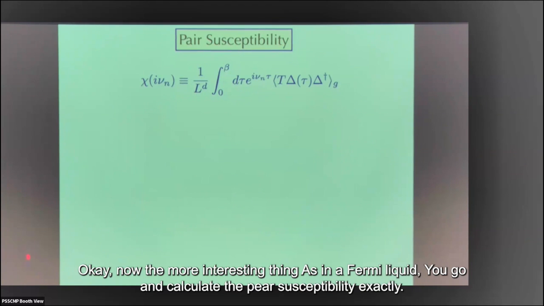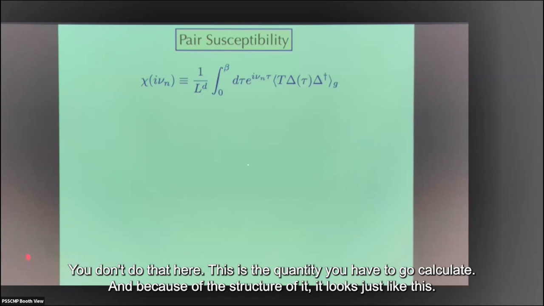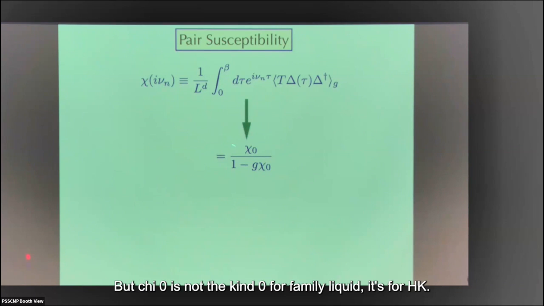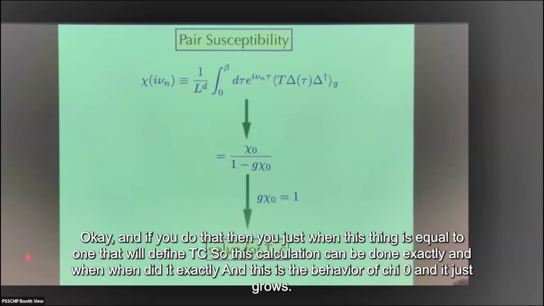Okay, now the more interesting thing, as in a Fermi liquid, you can calculate the pair susceptibility exactly. You can also do that here. So this is the quantity you have to calculate. And because of the structure of it, it looks just like this. But chi0 is not the chi0 for Fermi liquid, it's for HK. Okay, and if you do that, then when this thing is equal to 1, that will define TC.